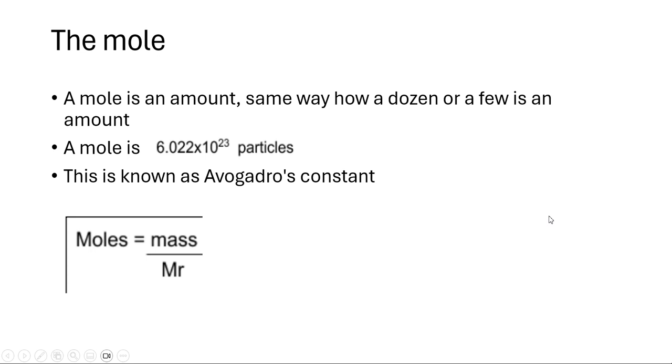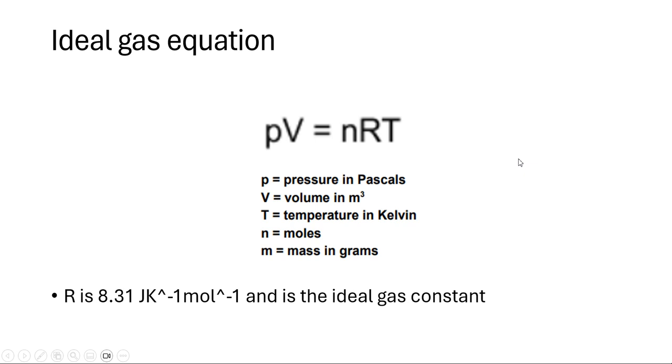Alright, calm. So the mole, yeah? The mole is an amount. So the same way how a dozen means 12, you got a few means three. Yeah. A mole is just an amount, yeah. You can have a mole of anything, yeah. You can have a mole of houses, mole of flats, mole of whatever, yeah. So a mole is just 6.022 times 10 to the power of 23 particles, yeah. So this is known as Avogadro's constant, yeah. So Avogadro's constant is a mole amount of things, yeah. And to calculate moles, yeah, you just do the mass in grams, yeah, divided by the Mr, yeah. It's very easy, yeah. Alright, calm.